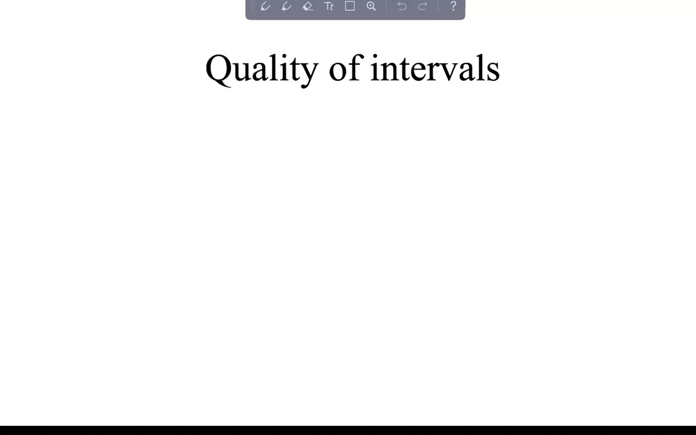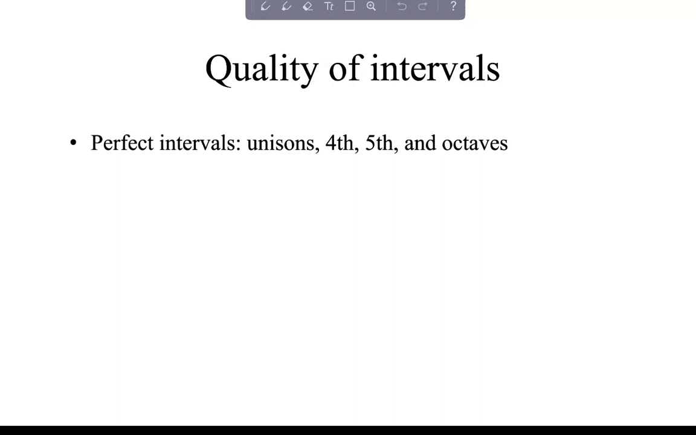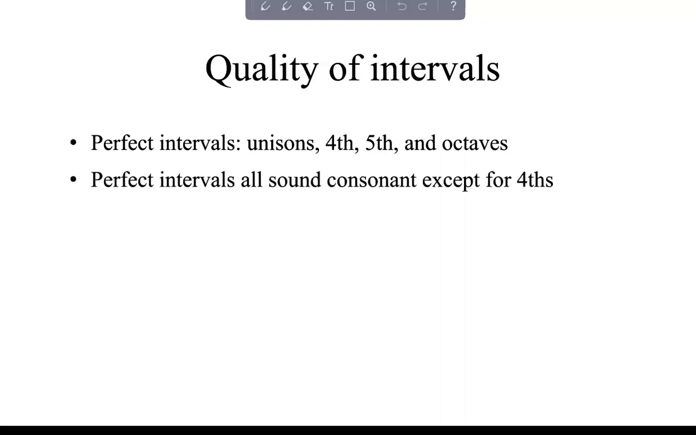Now moving on to the quality of intervals. The first quality of interval is called perfect intervals. The word perfect is a modifier that tells us the quality. So perfect intervals include unisons, fourths, fifths, and octaves. Perfect intervals all sound consonant except for the fourth. We'll listen to them later.